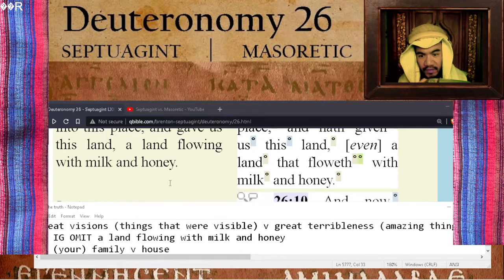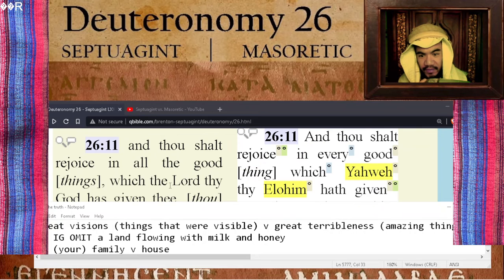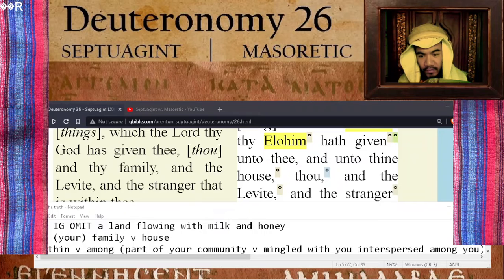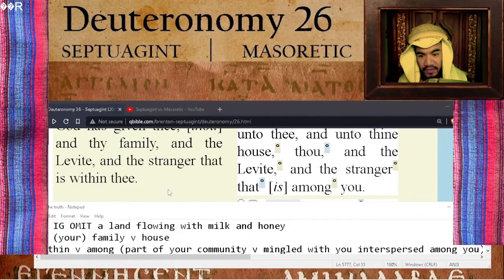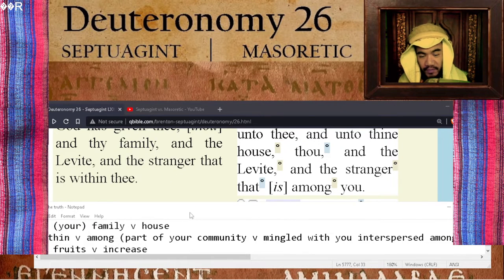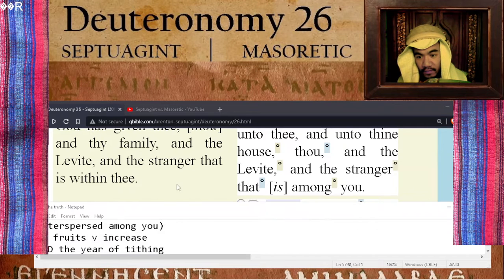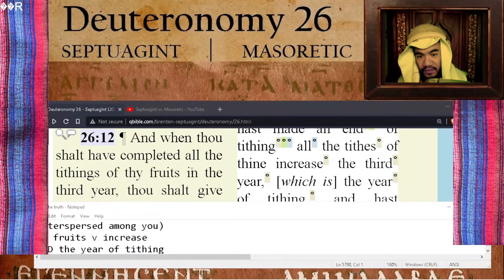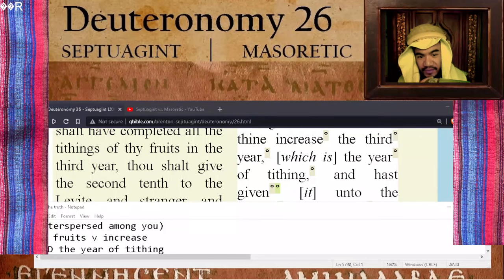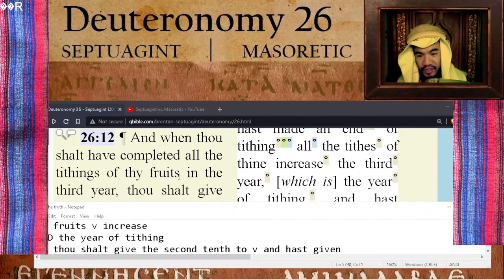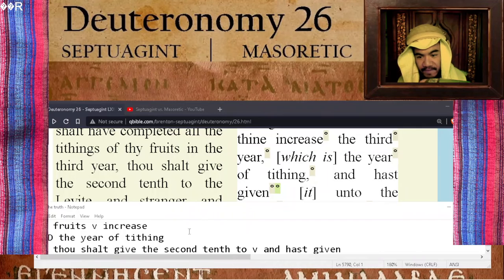Verse 11, we see here your family versus your house, within you versus among you. So they are part of your community versus they're just mingled with you, interspersed among you, just mixed with you. Verse 12, the word fruits versus increase. And then we have an addition of the year of tithing that was added.